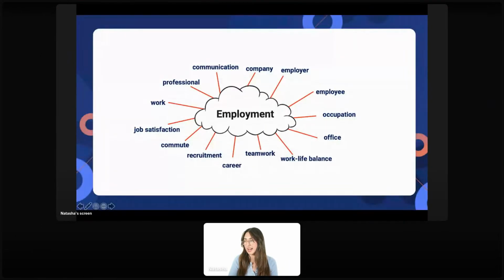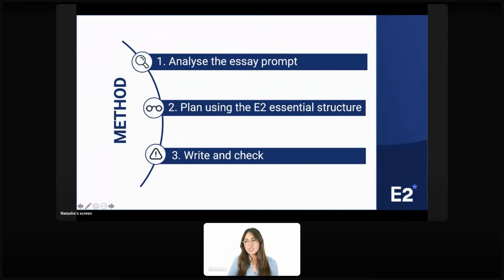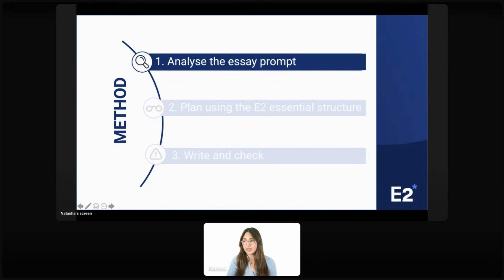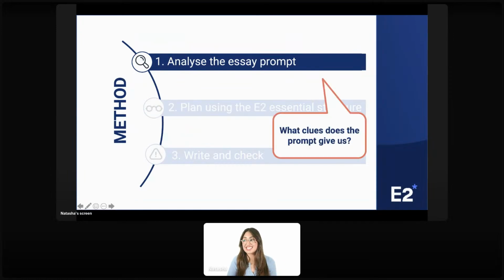And here we are back at the vocabulary mind map. Great. So we're now going to look at the E2 method together. It's broken down into 3 steps. The first one is how to analyze the essay prompt. So when we're analyzing an essay prompt, we want to know what type of essay it is that we're looking at. We also want to consider what kind of clues the essay prompt gives us. That kind of background information will help lead us in how we need to answer our essay question.